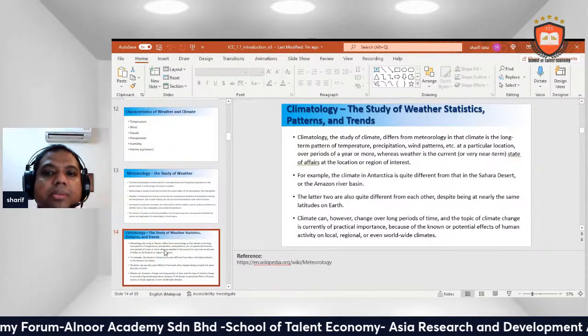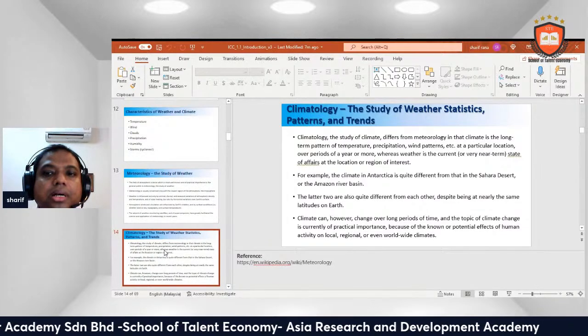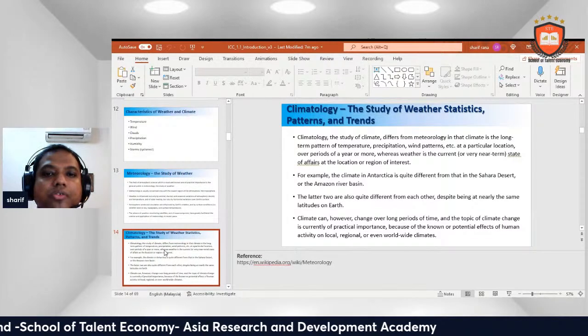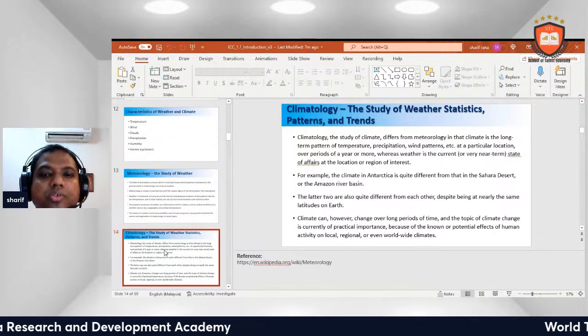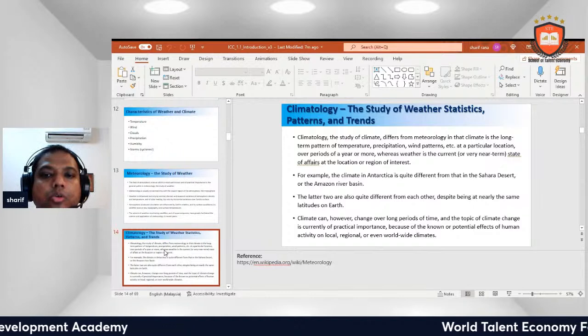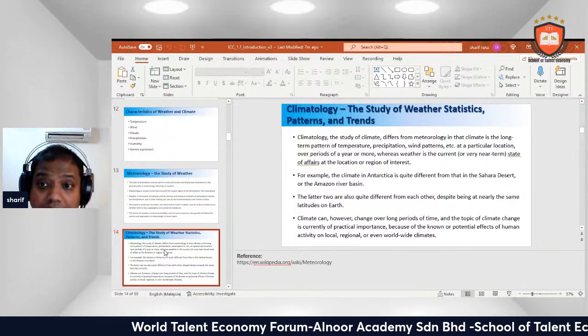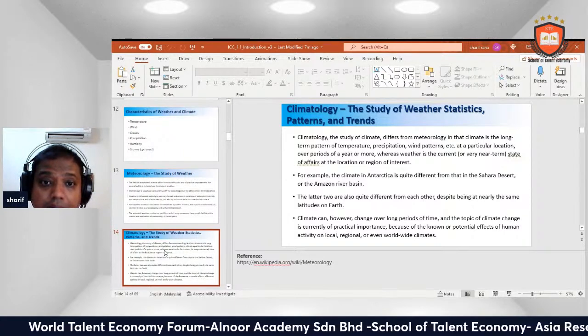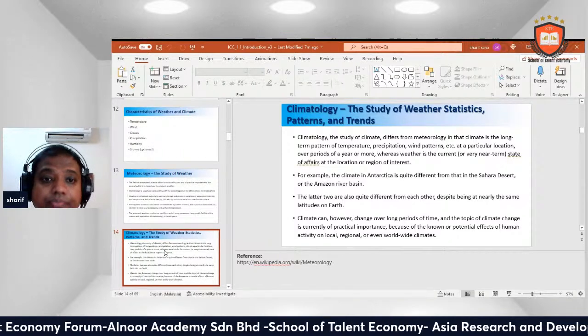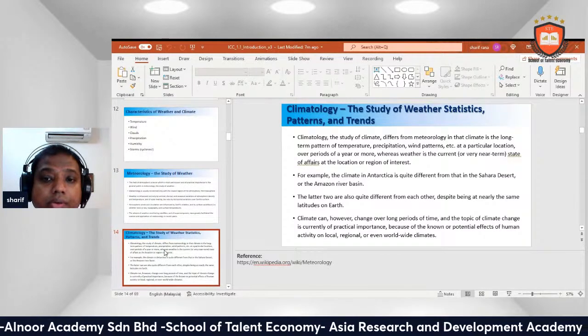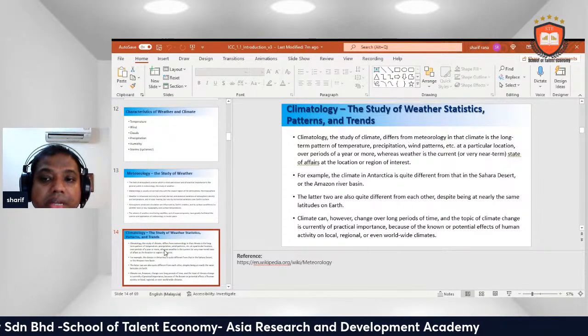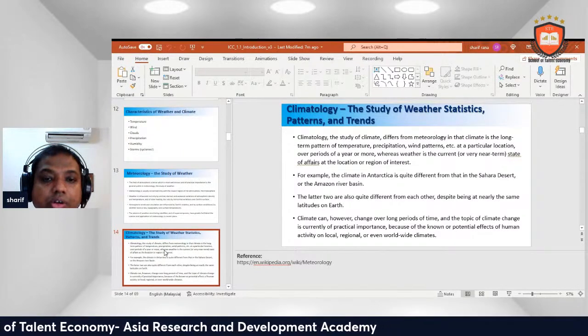Climatology, the study of climate, differs from meteorology in that climate is the long-term pattern of temperature, precipitation and wind at a particular location over a period of a year or more. For example, the climate of Antarctica is quite different from the Sahara Desert or the Amazon River basin. The two are also quite different from each other, despite being at nearly the same latitudes on Earth.